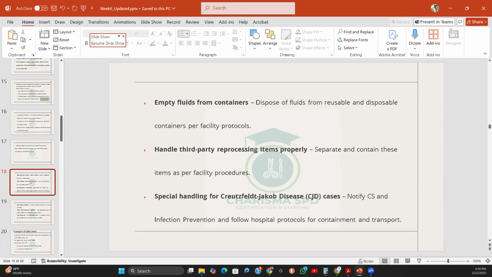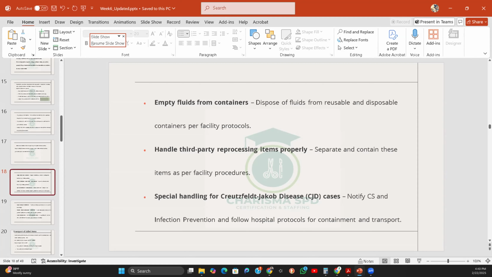Now, another thing we have to also remember is this. As a guide in point of use prepping, we have items that are supposed to be reprocessed by a third party. Third party means that this agency or entity is not coming from central sterile processing. So there are some items that are used in the OR that need to be taken to this particular third party, this particular entity, to reprocess.